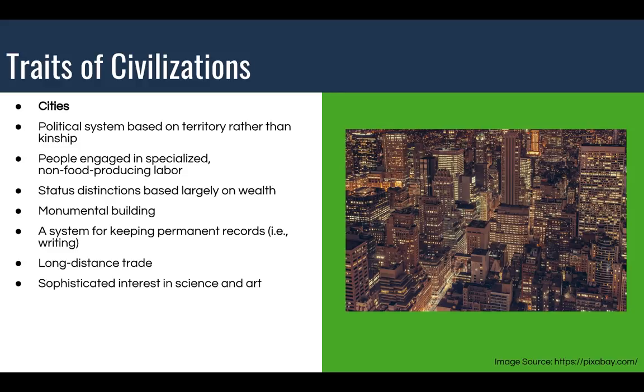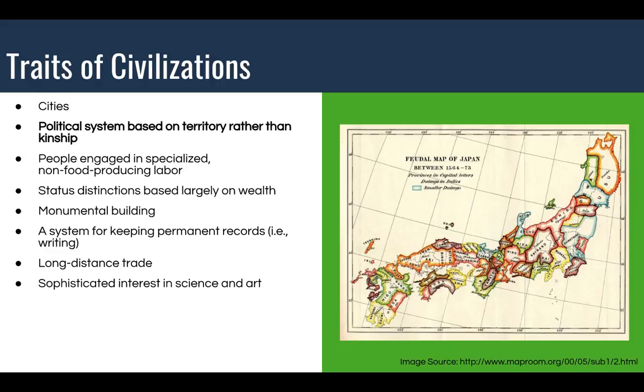You don't have to memorize these. We do want you to be able to recognize them and be able to refer back to them and talk about them in discussion. So the traits of civilizations, number one, are cities, a place where many people can live, where people can do different types of work, and where people can exchange goods and ideas. In civilizations, we also see that political systems are not based on your family, but on territory. So, for example, this feudal map of Japan shows where these feudal lords control different territories under their power, not necessarily who they were related to.